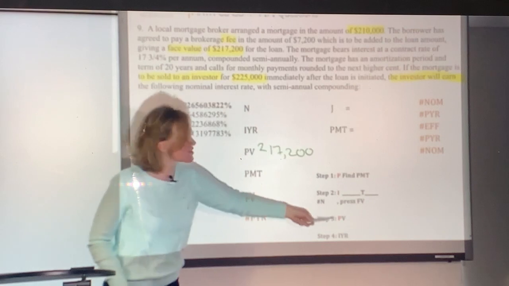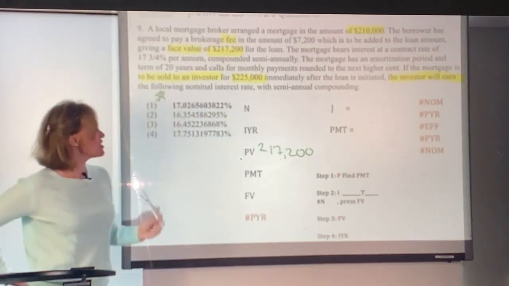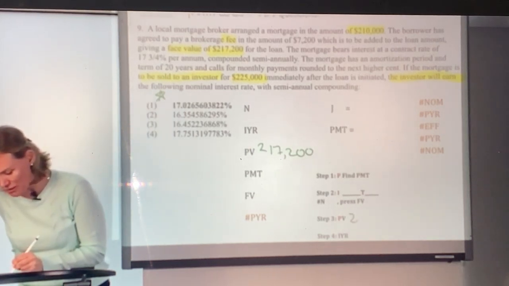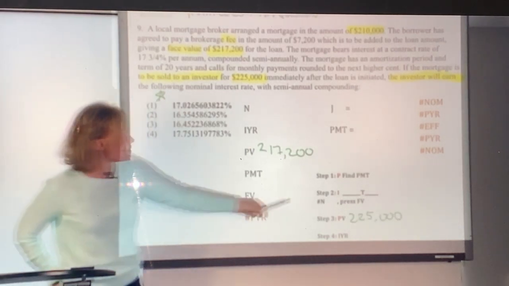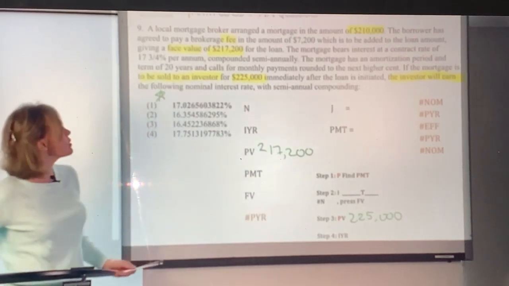You put in the investor's money instead. So you're going to put that 225,000 as your PV now. Do you see that? That's the only difference in here. So you would put the investor's money as a new PV. So 225,000 PV will go into step number 3 because it's about the investor's interest rate, not about the borrower's. Okay, that's it. Everything else is the same.